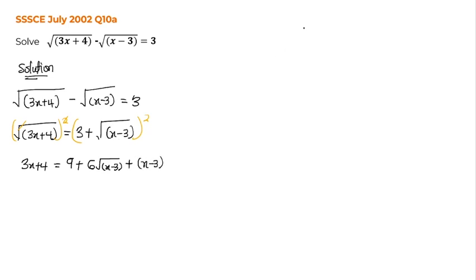Now this expansion here is how to expand a plus b squared. So you have a squared plus 2ab plus b squared. That was the principle I used over here, how to expand two numbers in a bracket raised to a power. So this is the expansion. Where I had the 6 over here, it is this 2 multiplied by the 3 multiplied by the root sign, and that gave me 6 root x minus 3.